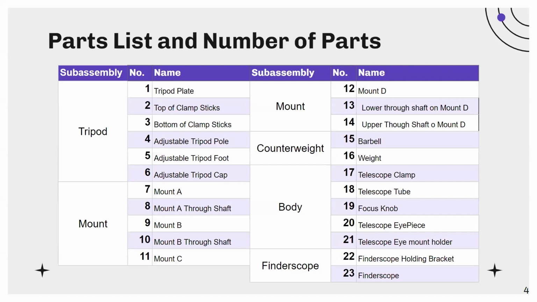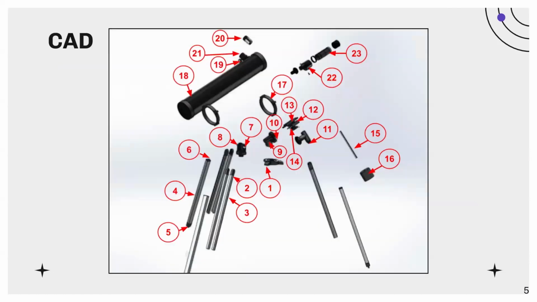Here's our parts list and the number of parts, as well as which subassembly they correspond to. We have 23 parts. Here's an image of our CAD along with the corresponding part numbers.